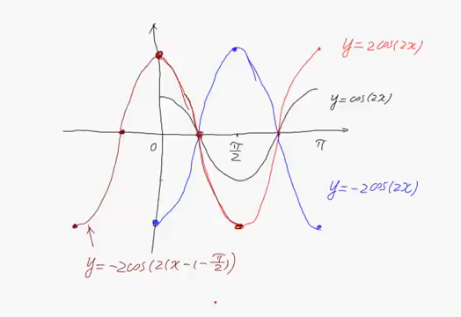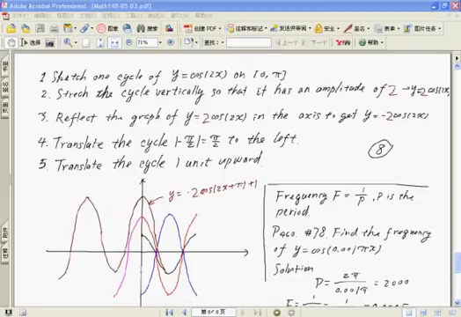Then the last step, do the vertical translation. We need to translate the cycle 1 unit upward.